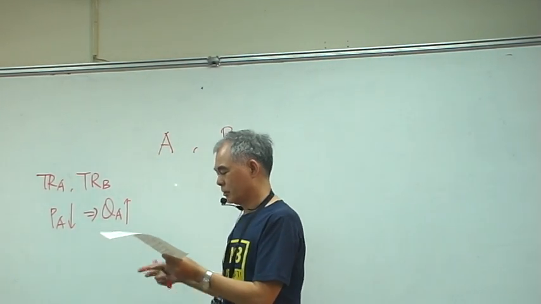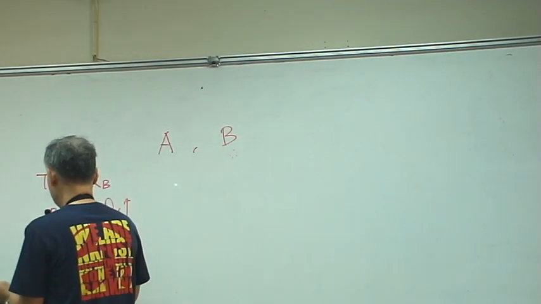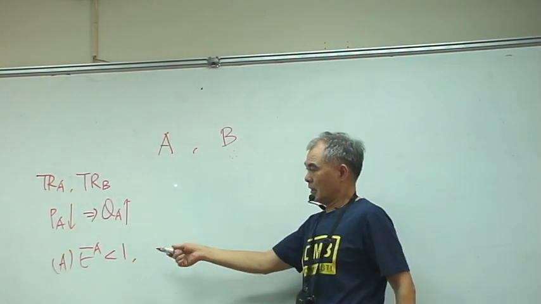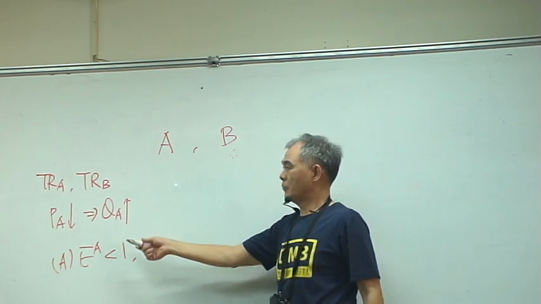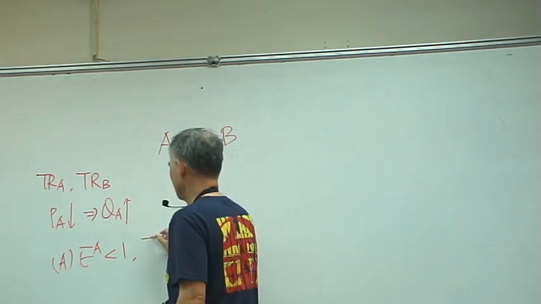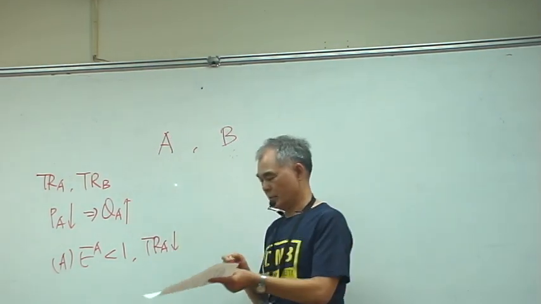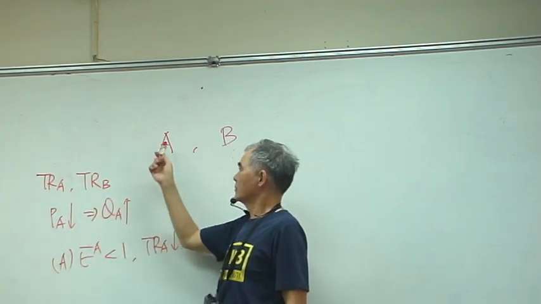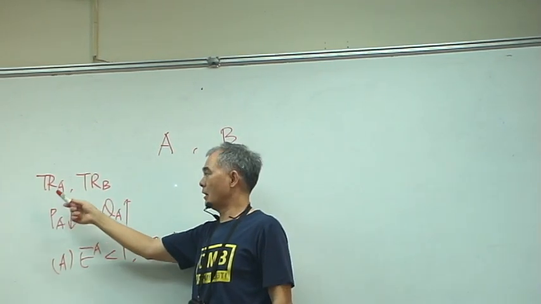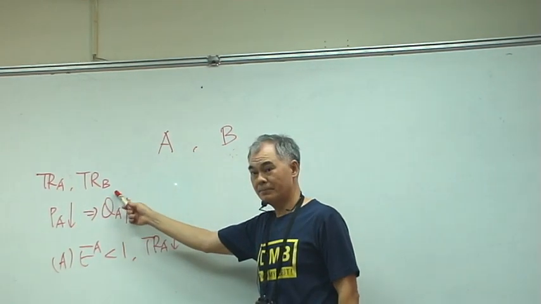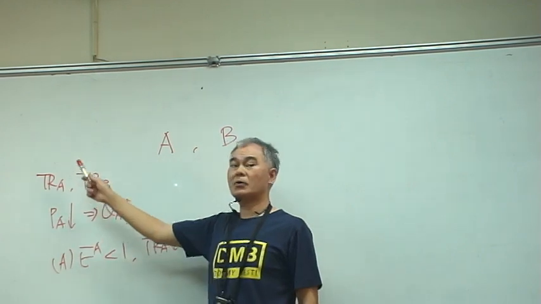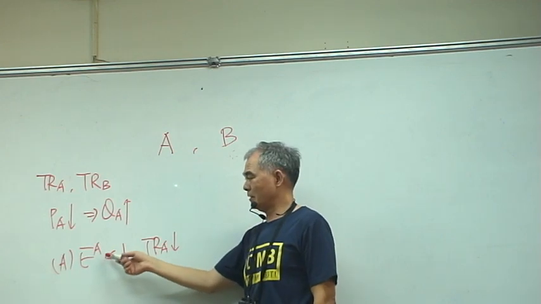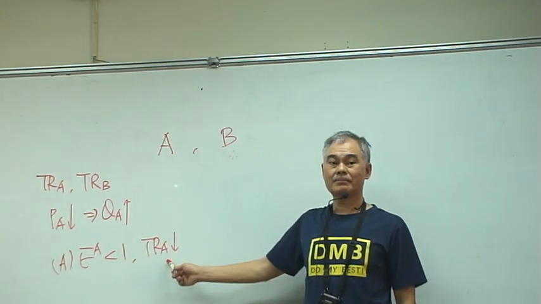What's choice A? Choice A says elasticity of A is less than 1, right? If elasticity of A is less than 1, and you cut the price, what happened? Total revenue of A will go down. Any question to this point? The question tells us sell two products, so you need to figure out total revenue of A, total revenue of B. And the question also tells us P of A going down, so it means Q of A goes up. If elasticity is less than 1, total revenue going down.